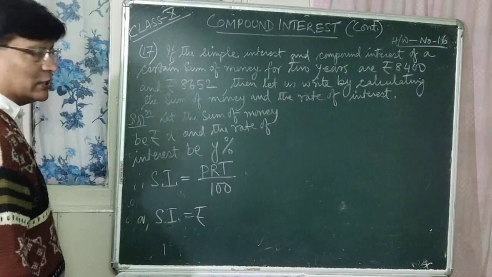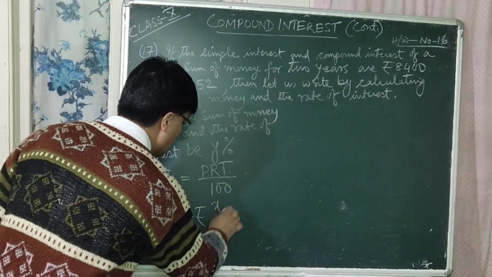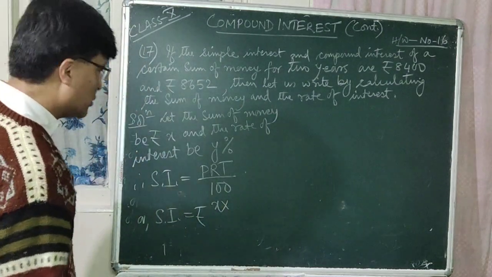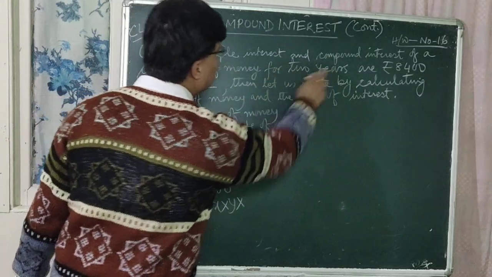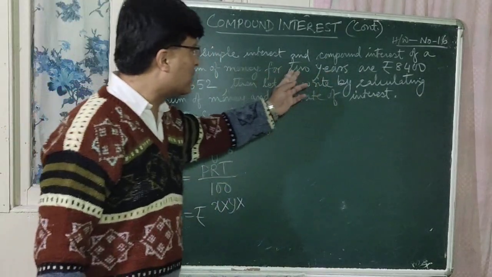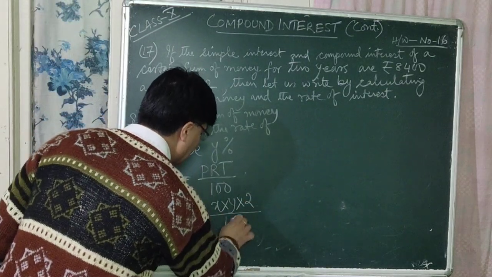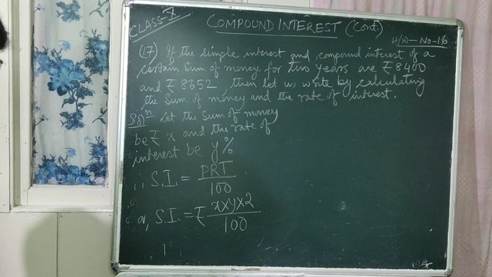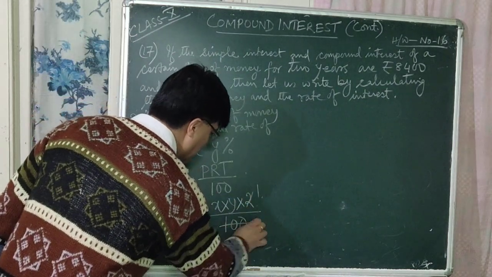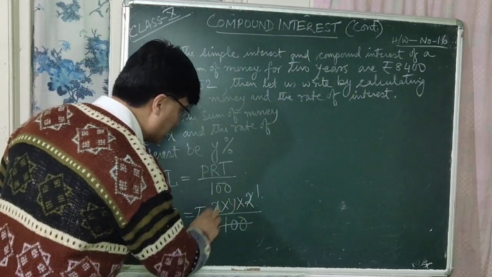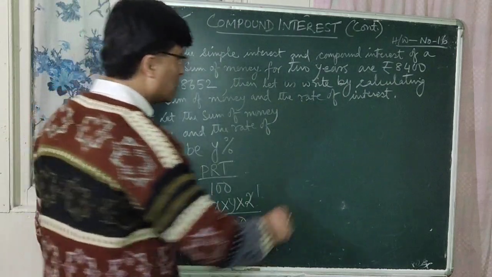So SI is equal to rupees. What is the principal here? We have assumed it as X. Sum of money means principal X. What is the rate of interest? We don't know, Y. What is the time here? The given time is 2 years. So T is 2 divided by 100. You can cancel them by 2. 2 ones are 2, 2 50s are 100.